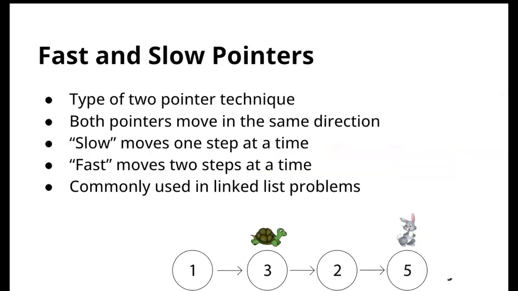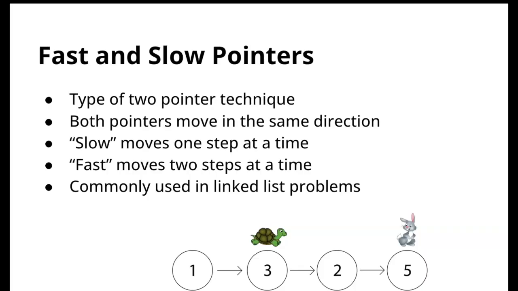So here's another type of 2-pointer technique. This one is different from the other one, where both pointers actually start in the same place, and one is just faster than the other. It's called fast and slow pointers, and it's commonly used in linked lists. If you don't know what a linked list is, it's basically a type of data structure that holds data that points to another piece of data.